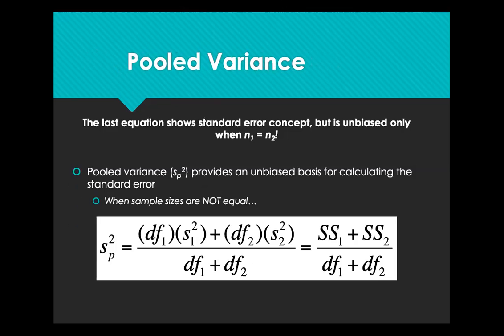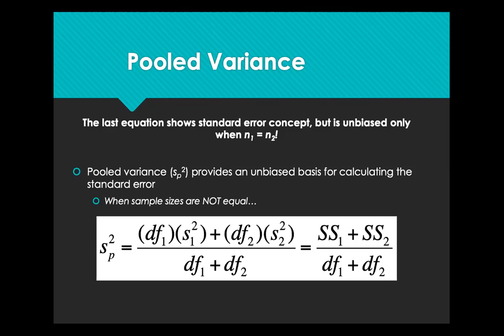Now, new concept alert here. The last equation that we did first when we were looking at standard error, which is the denominator of the t-test statistic, we calculated standard error, but that's only going to work and be unbiased when the sample sizes are equal. So when the sample size of group 1 equals the sample size of group 2, you can compute standard error the way that we did, no problem. But what if the sample sizes are not equal, right?